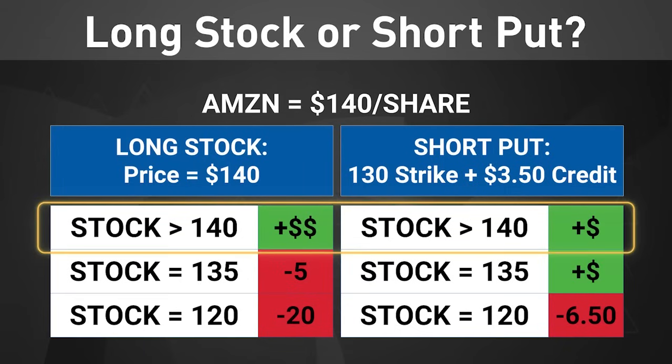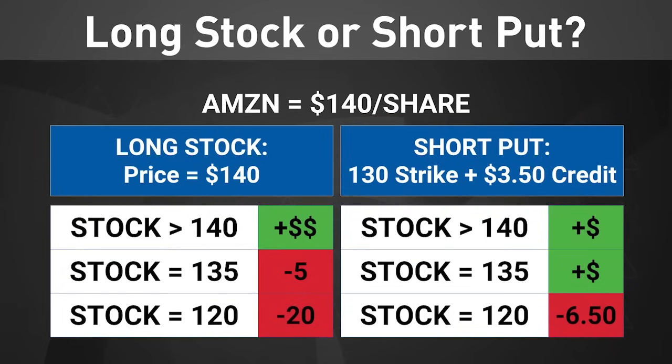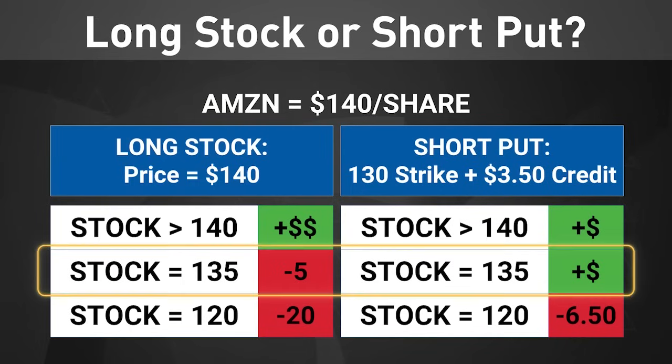If Amazon rises above 140, then both positions are going to do well. The long stock is going to profit from the stock appreciation, and the short put is going to expire worthless. So you would keep the premium that you collected on entry. Easy stuff, but a rising stock isn't the scenario that we're interested in. Suppose instead that Amazon falls to 135. If you own the shares, then you're going to have to absorb that loss dollar for dollar. So you'd be down $5 per share. But interestingly, with your short put strike at 130, a drop to 135 actually doesn't hurt the short put at all. It's still out of the money, so you would keep the $3.50 in premium that you sold it for.